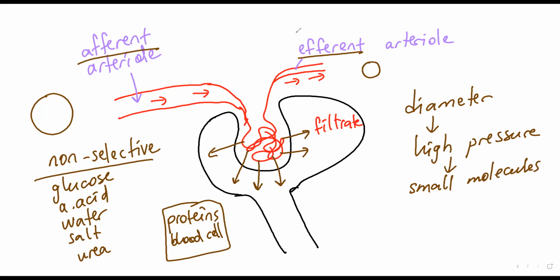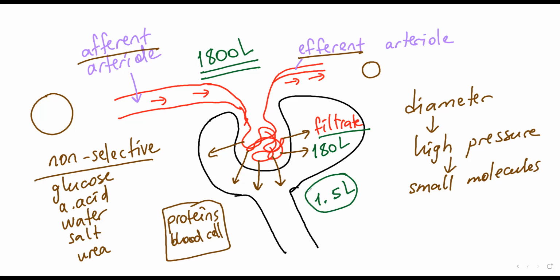They say that every day, nearly 1,800 liters of blood pass through the kidneys, guys, both kidneys. And from this 1,800 liters, nearly 180 liters pass to this area and become filtrate. But you know that in one day, we produce approximately 1.5 liters of urine. So this means that some substances will pass back to the blood. And this process is known as reabsorption. So this is the first stage, guys.